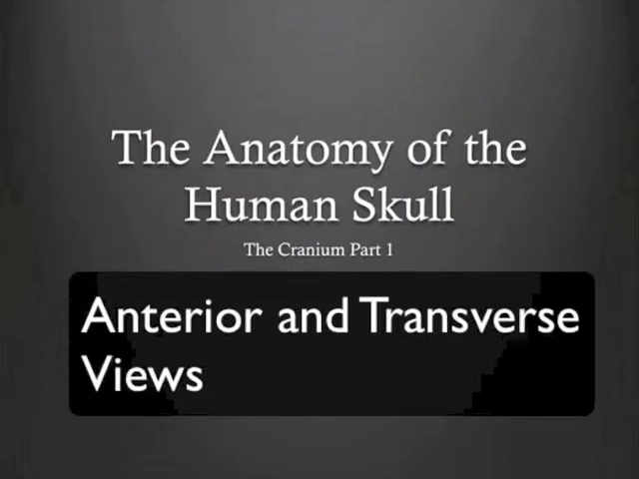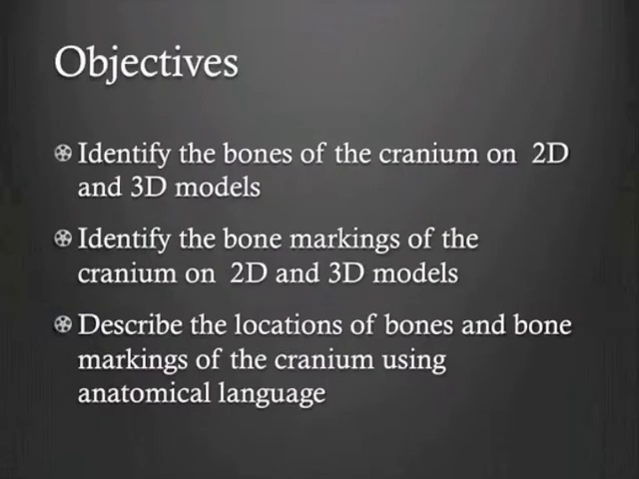The Anatomy of the Human Skull, the Cranium, Part 1. Objectives: identify the bones of the cranium on 2-dimensional and 3-dimensional models. Identify the bone markings of the cranium on 2-dimensional and 3-dimensional models. Describe the locations of the bones and bone markings of the cranium using anatomical language.